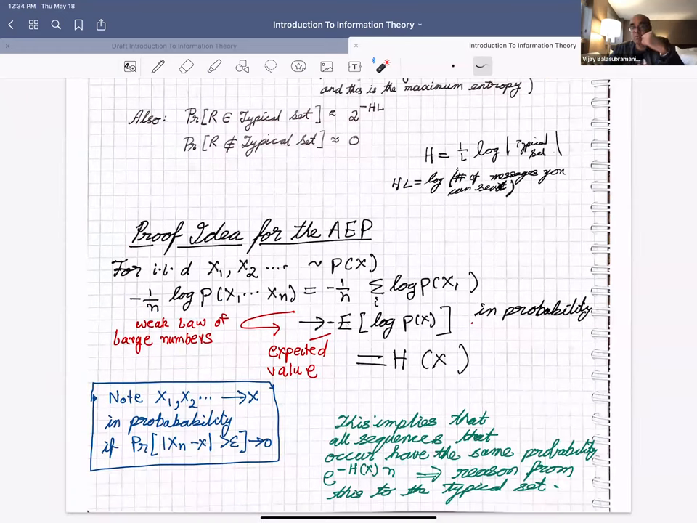If you want to prove this in more generality, where you don't pick the symbols independently and with identical distribution, that takes a little bit more work, of course, and we don't have time in today's lecture to prove that. Any questions?